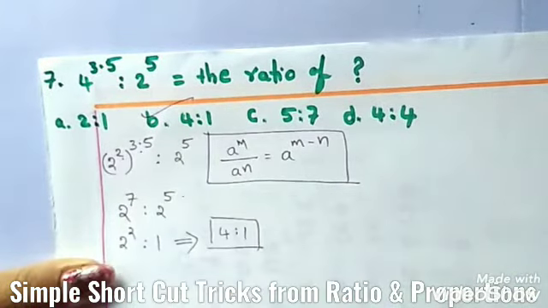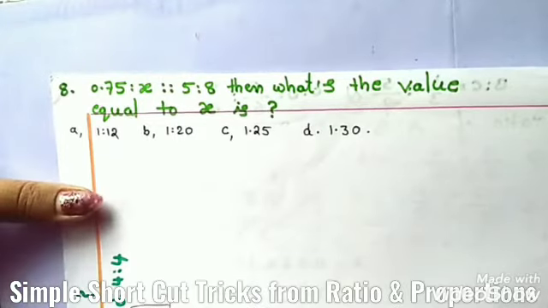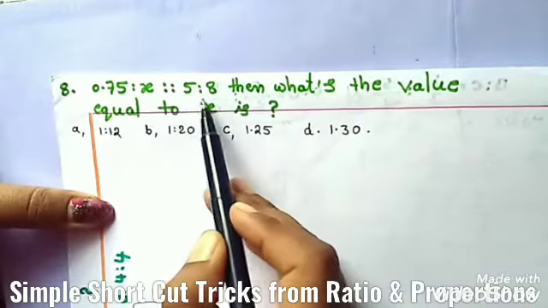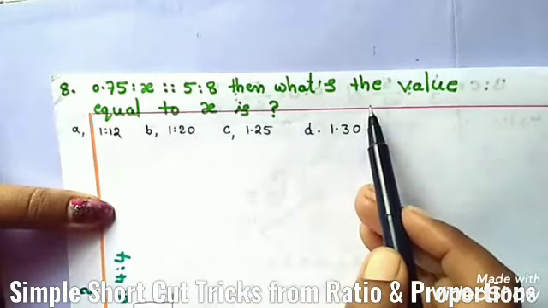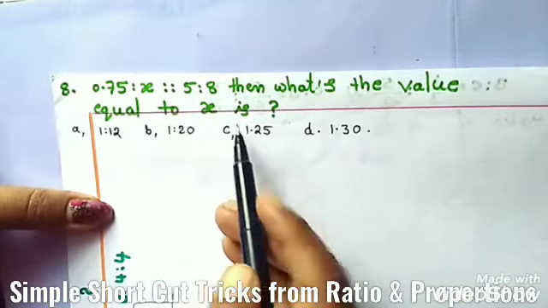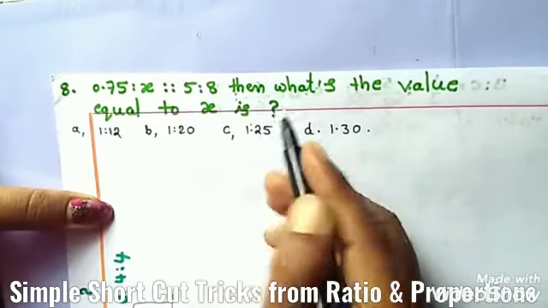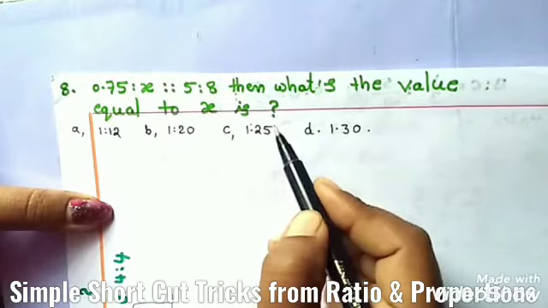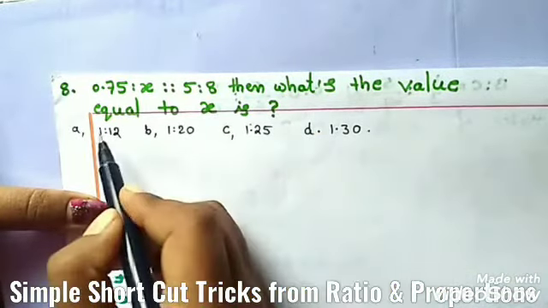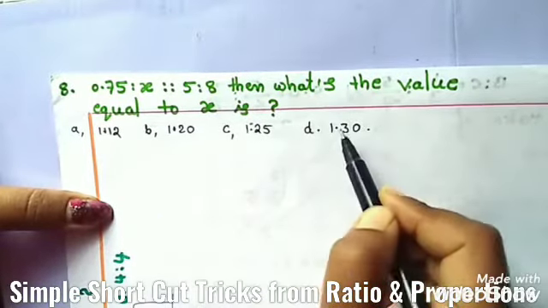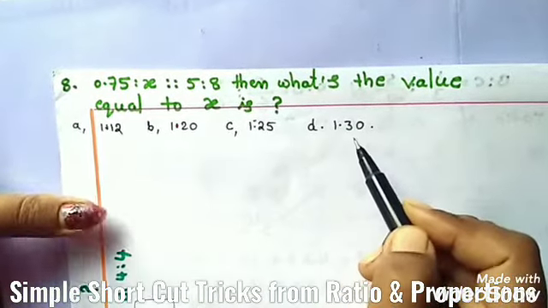4 is to 1. Let us see the 8th example here. 0.75 is to x, proportion 5 is to 8. Then what is the value of x? The options are 1.12, 1.20, 1.25, 1.30. These are the values of x.